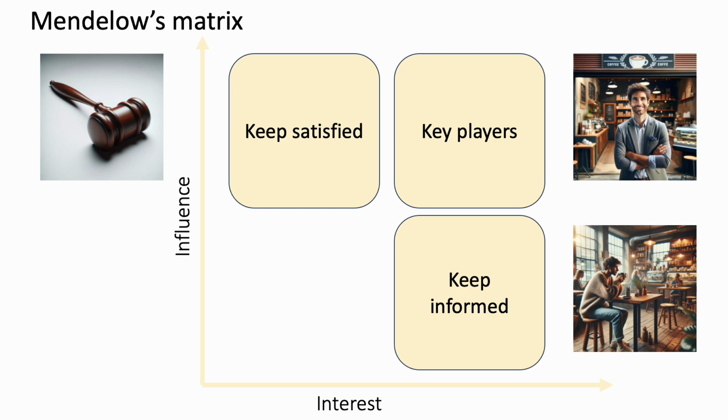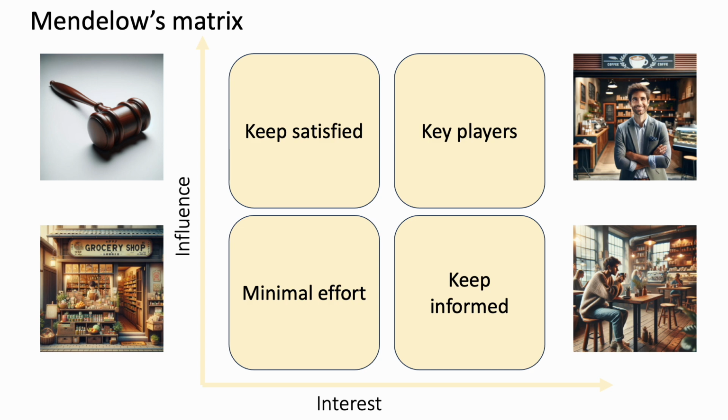Low influence, low interest. Minimal effort. Minimal engagement is needed for stakeholders with little interest or influence, such as neighboring businesses indirectly affected by the coffee shop. This matrix helps manage stakeholder engagement efficiently by aligning communication efforts with each group's needs, ensuring everyone is appropriately informed and involved.